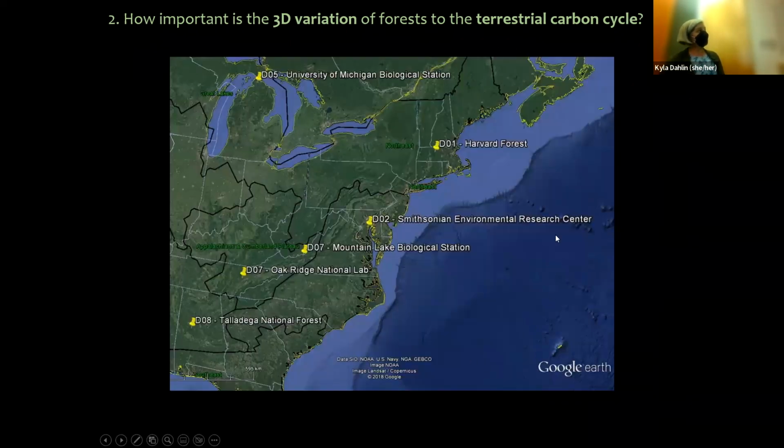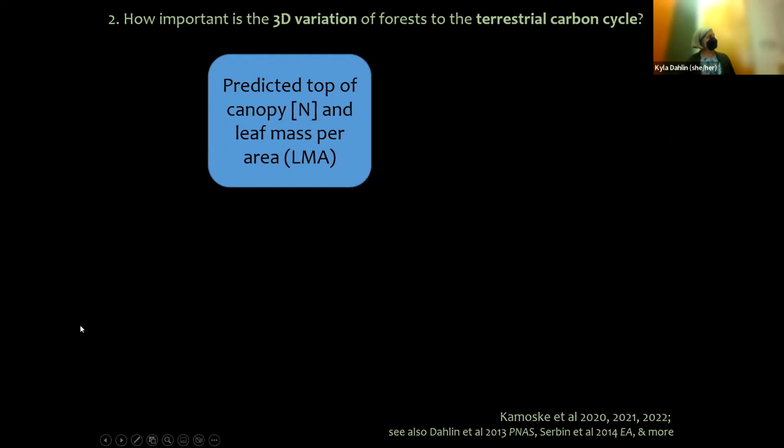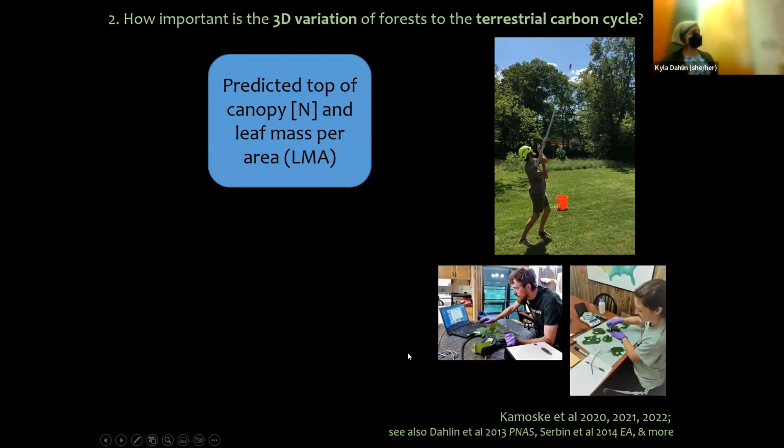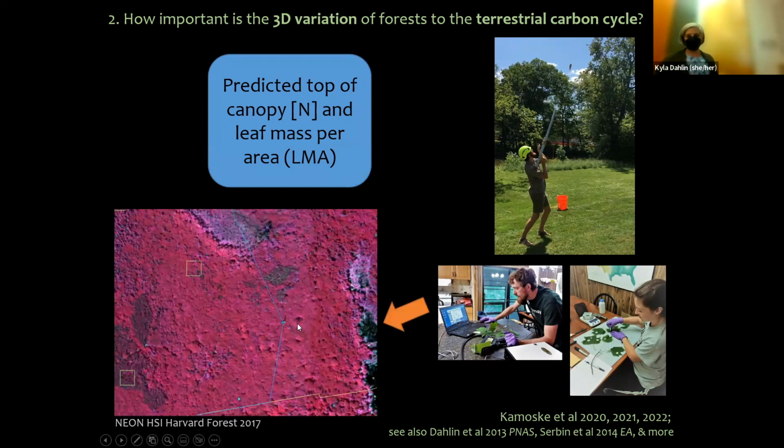So we did this for a bunch of NEON sites and then one kind of bonus site. And just to show some fun field pictures, this is what this looks like. We have a potato cannon, we shoot up into the canopy and we rip leaves off the tops of the trees. We then analyze those leaves in the lab and we send them off to get some measurements done and then connect that back to the hyperspectral data.